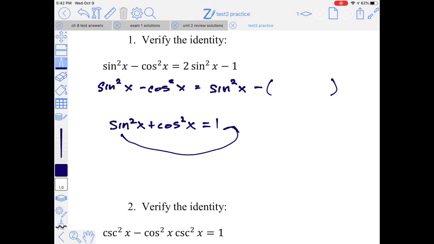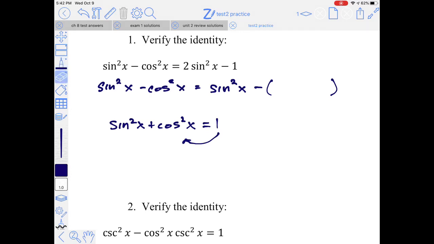No. So what were you saying? If you move the 1 over to the left. I'll move the 1 over. So it becomes sine squared plus cosine squared minus 1. And then if you move cosine over to the right, it becomes sine squared minus 1 equals negative cosine squared. Oh, I see what you're saying. Yeah. And that's totally fine.